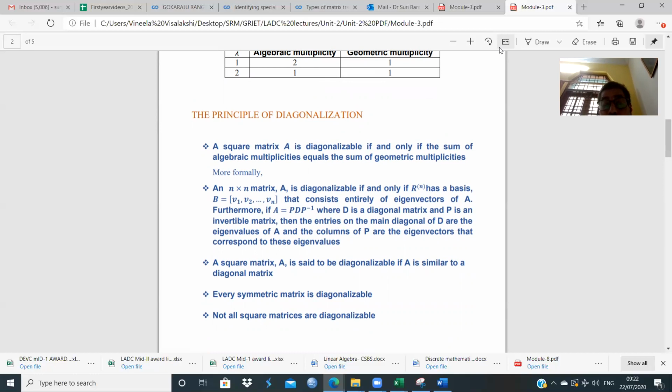A square matrix A is said to be diagonalizable if A is similar to a diagonal matrix. Next, every symmetric matrix is diagonalizable, but not all square matrices are diagonalizable. So we will now keep all these points in mind. That is the concept of algebraic and geometric multiplicities, then the conditions for diagonalization, and then what matrices are diagonalizable and what are not diagonalizable.